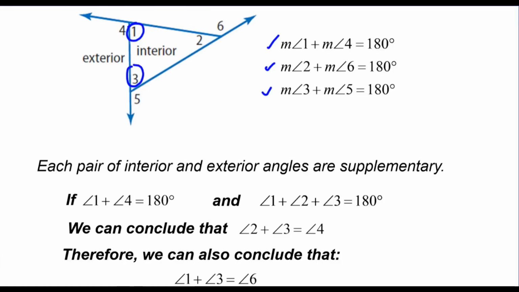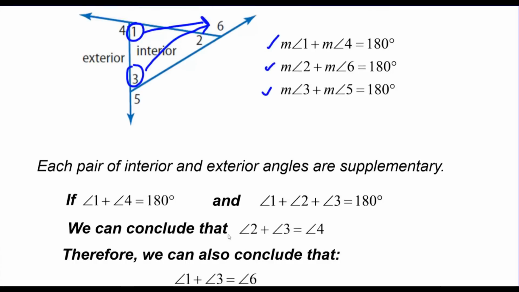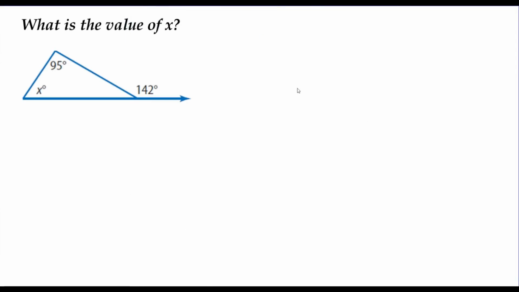Angle 1 and angle 3 together will equal angle 6. So basically, the two opposite angles together will equal that exterior angle. And then we also know that angle 1 plus angle 2 will equal angle 5. So the two interior angles that are not part of that exterior angle will add up to equal that exterior angle. So how can that help us solve a problem like this?